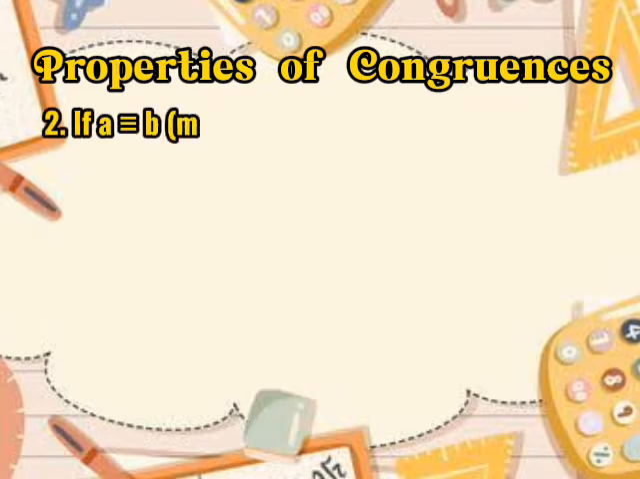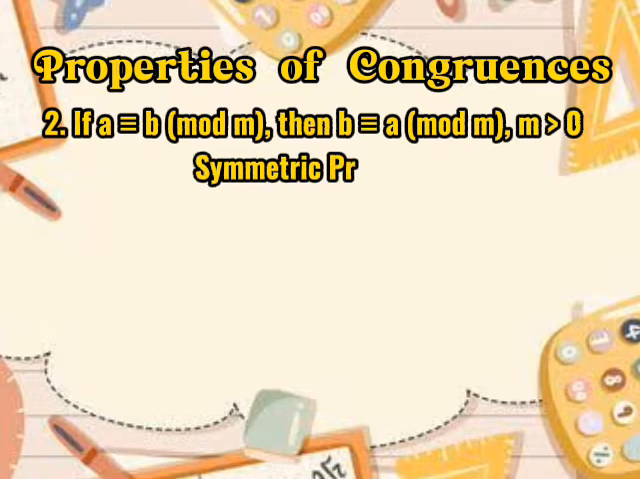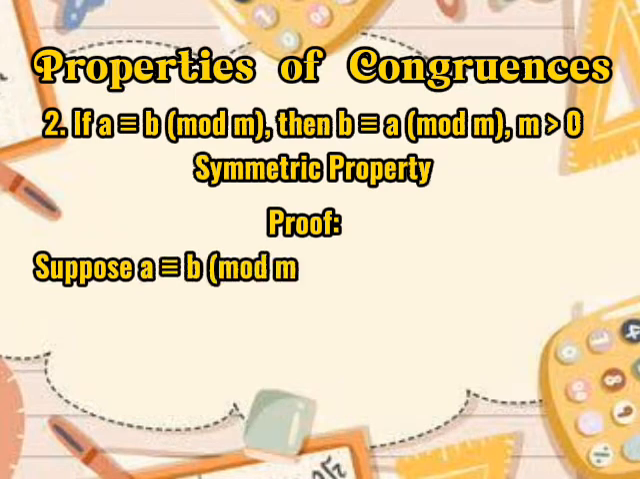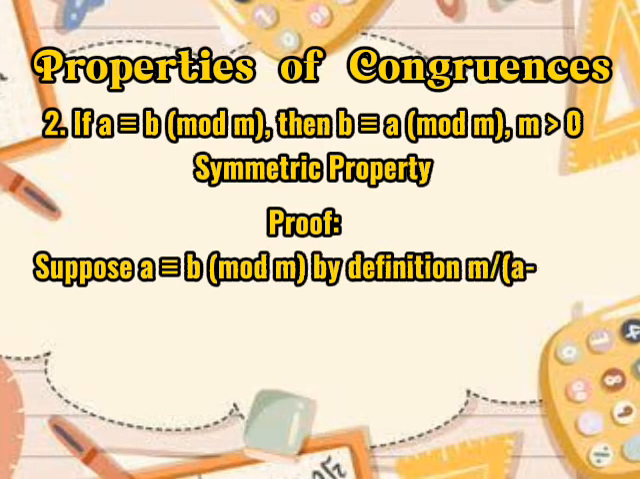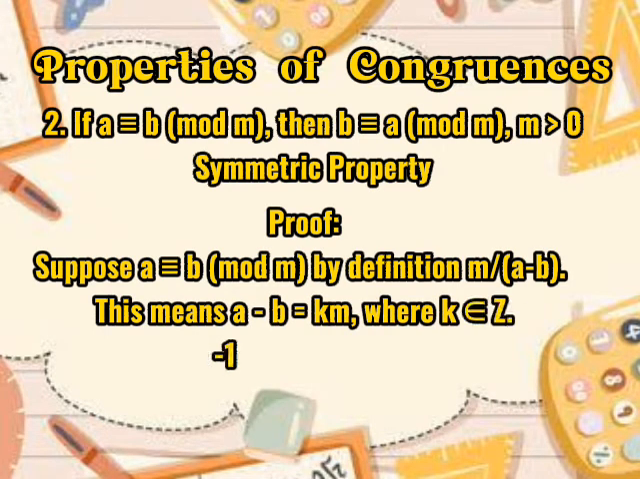Second property. If A is congruent to B modulo M, then B is congruent to A modulo M, where M is greater than 0. Symmetric property. Proof. Suppose A is congruent to B modulo M. By definition, M divides A minus B. This means A minus B is equal to K times M, where K is an integer.